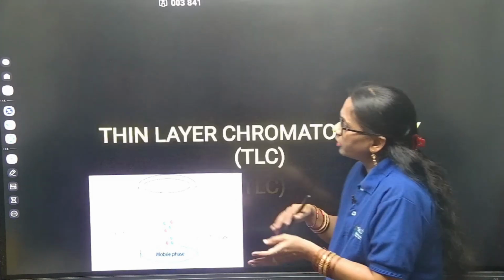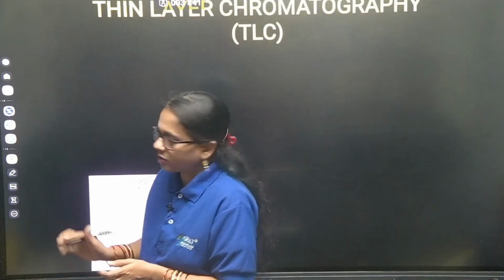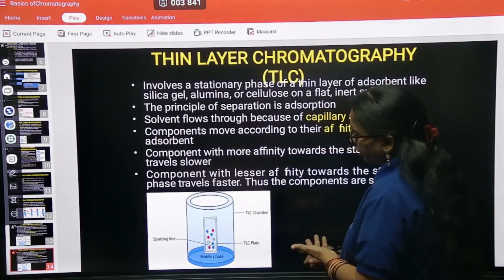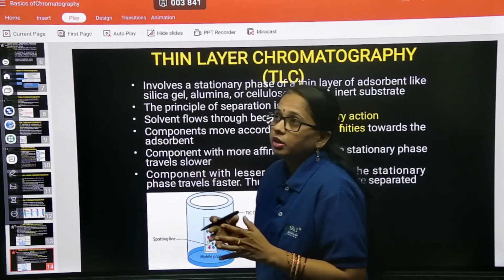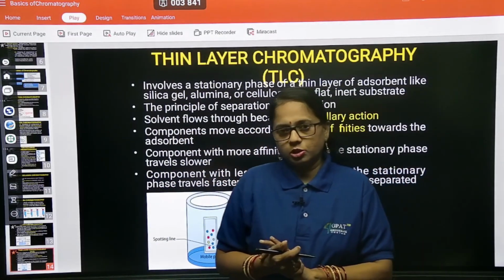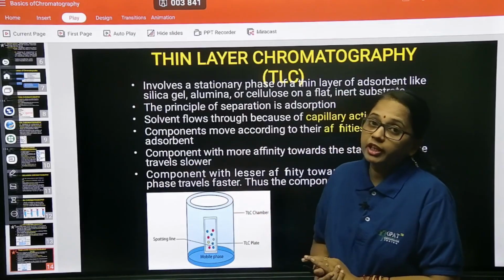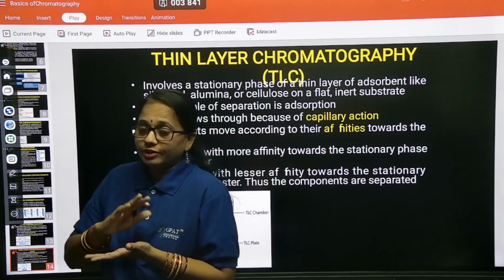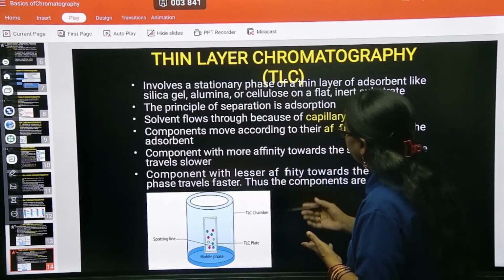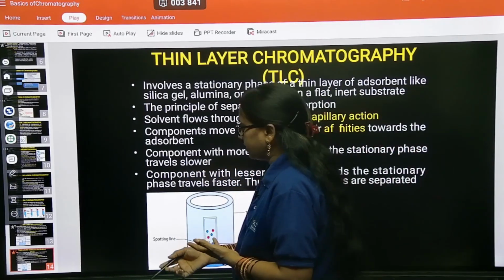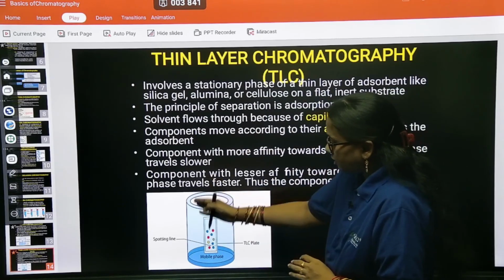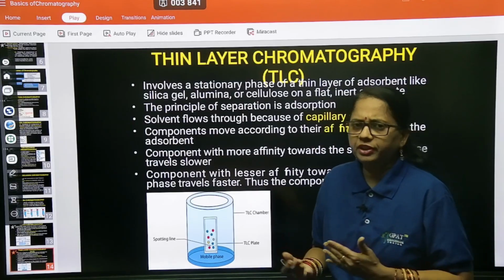Okay, so similar to paper chromatography, thin layer chromatography is also going to play the same role, but in thin layer chromatography what we are going to do is take glass plates instead of the paper. In paper chromatography we use cellulose papers, but in thin layer chromatography we coat the stationary phase on glass plates. These glass plates have different dimensions, 10 by 10 centimeters, 10 by 20 centimeters. Like this you will observe different sizes of plates, and the TLC chamber is also available in different dimensions.